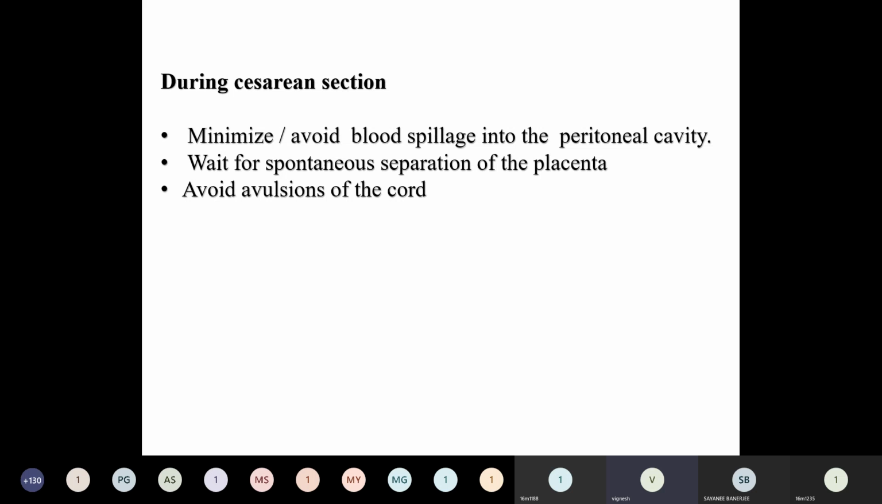So all these precautions should be taken during delivery as well as during cesarean section, and these will reduce the amount of feto-maternal hemorrhage.